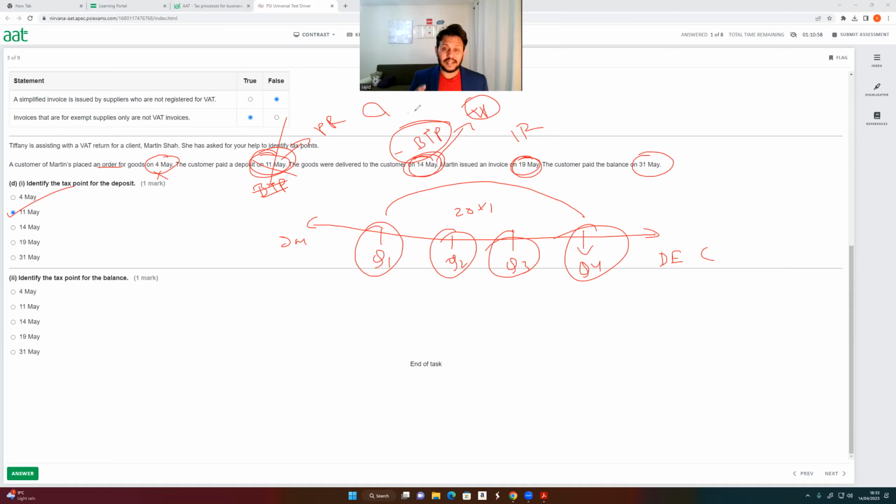If the answer is yes, then I have to override it. So the basic tax point will not be the tax point. The invoice raised date will be my tax point. From 14th of May to 19th of May, it is within 14 days. Answer is yes, it is within 14 days. Then I would say no, the basic tax point is not my tax point. Then invoice raised, this is my tax point. So I'll say 19th of May.